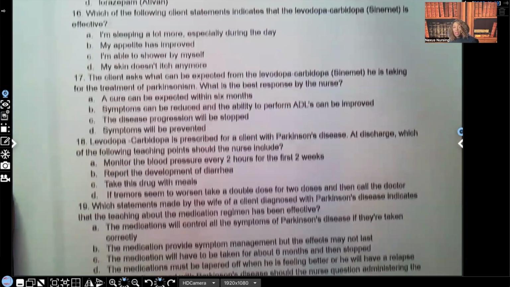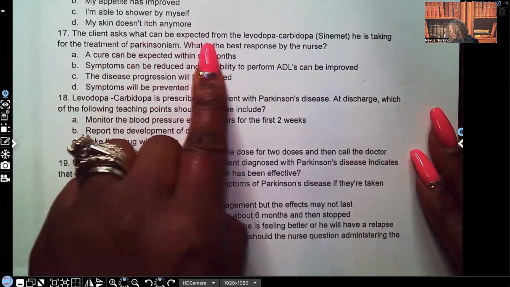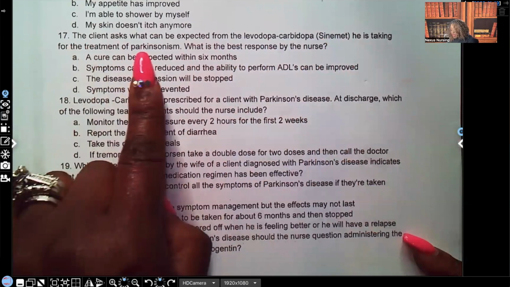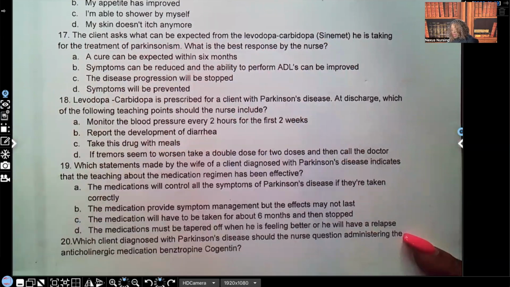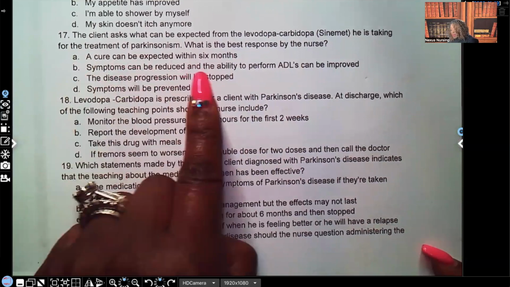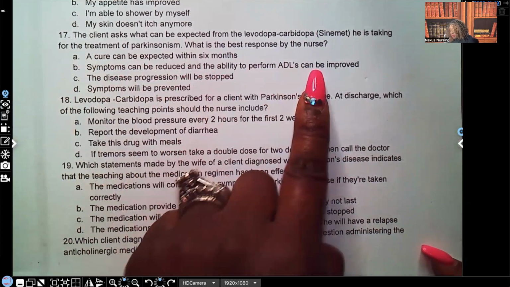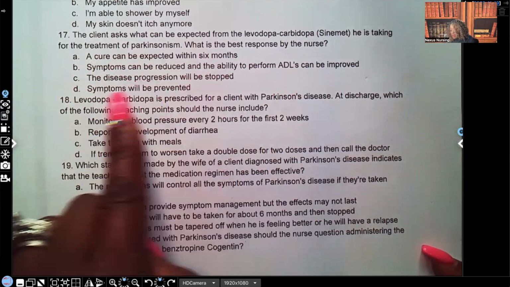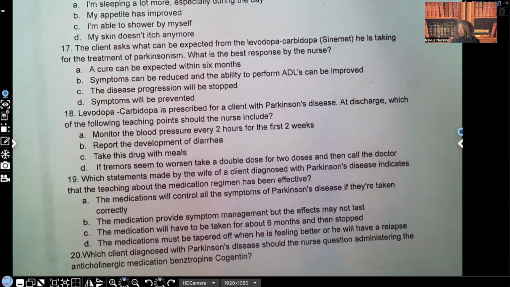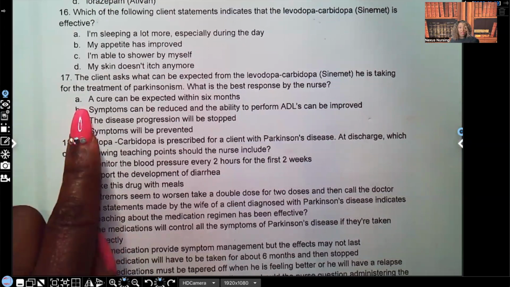Okay. Number 17. The client asks what can be expected from the levodopa-carbidopa he's taken for the treatment of Parkinsonism. What is the best response by the nurse? A, a cure can be expected in 6 months. B, symptoms can be reduced and the ability to perform ADLs can be improved. C, the disease progression will be stopped. D, symptoms will be prevented. Look at those choices for number 17.